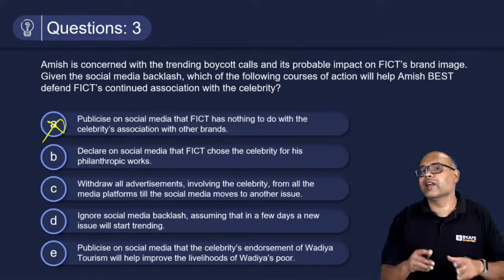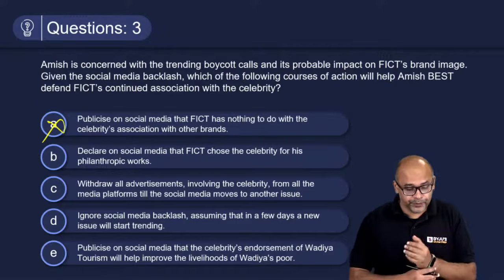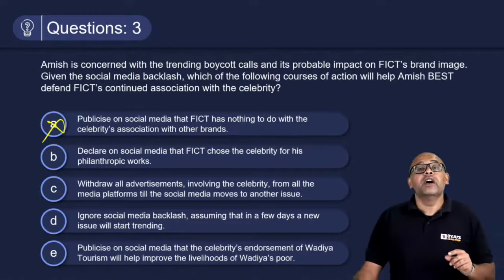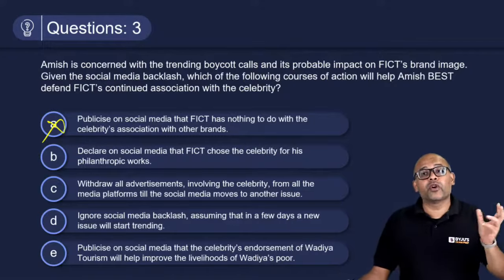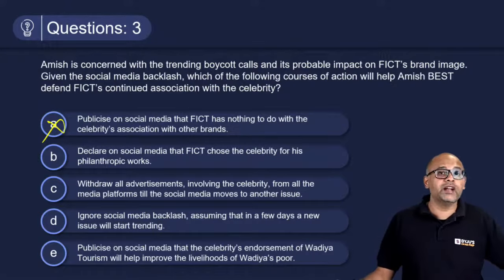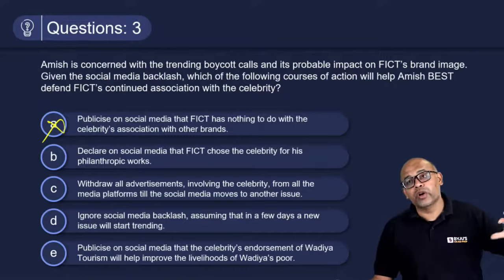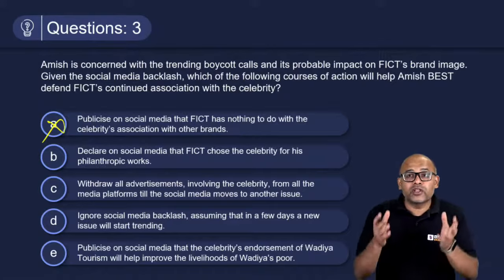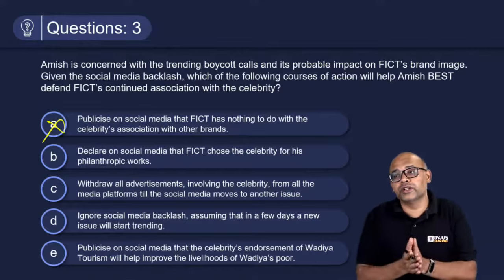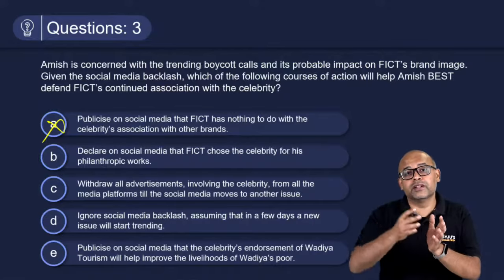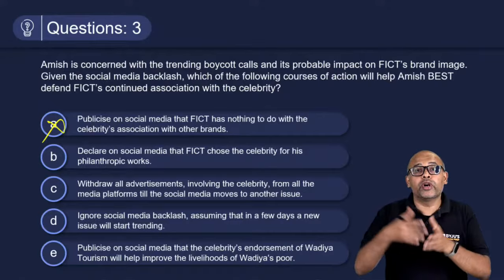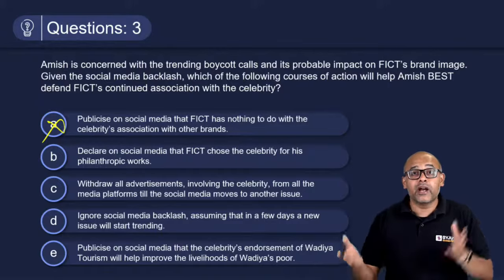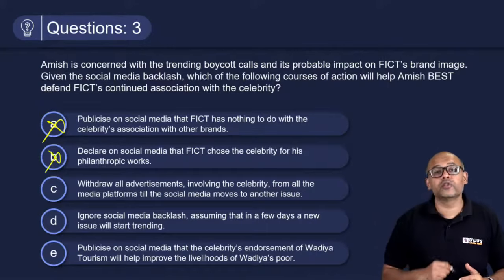So your option A will not help anybody. So I'm sure A is not an answer for any of you. B. Declare on social media that FICT chose a celebrity for his philanthropic work. Now, if he's really philanthropic, then there is something wrong in him going and becoming a brand ambassador for a country which is ruled by a dictator. So you are actually pointing out the problem in the actor's portrayal of philanthropy. He might be doing a few things, but then he's doing something else which is completely negating it, and you're highlighting that. So probably B will also not be your answer.